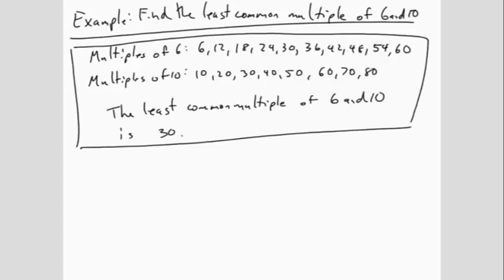In this problem, we ended up writing out more numbers than we needed to. When we were writing out the multiples of 6, if we noticed that 30 was a multiple of 10, we could have just stopped there. But if you did not notice that, you would not be making a mistake by writing out extra multiples.